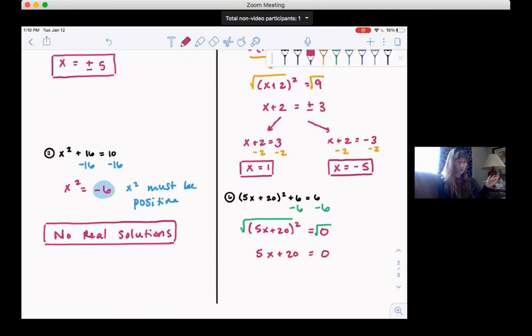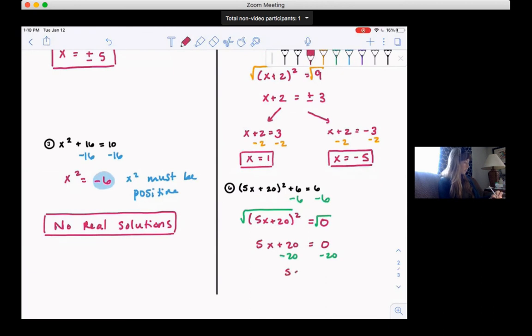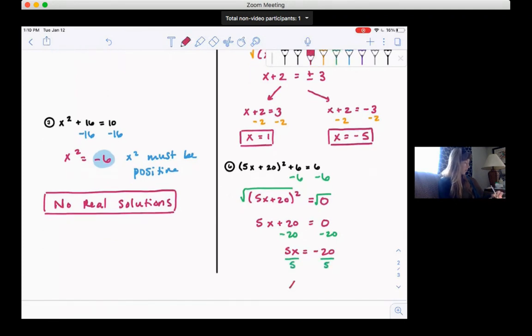Then we're just going to solve that for x just like normal. So we're going to subtract 20 from both sides. That gives us 5x equal to minus 20. Then divide by 5 to get x by itself. And we end up with x equal to minus 20 over 5, which is minus 4. So this equation has only one solution, x equal to minus 4.